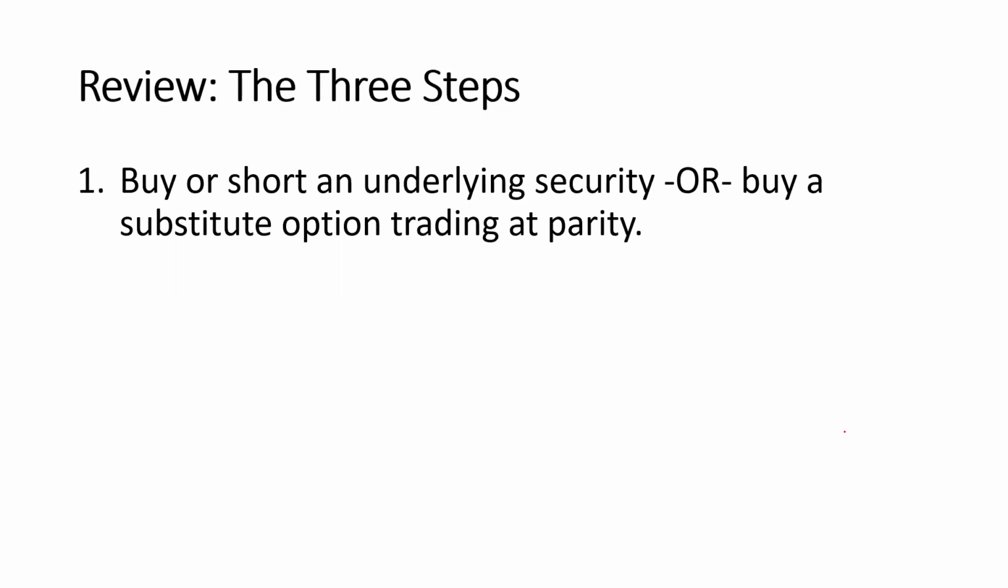All right, so let's review these 3 steps, and then we'll talk about actual trades going on. You're going to buy or short an underlying security, depending on whether you're going to be doing a call trade or a put trade. Or if you don't want to do the underlying security, you could buy a substitute option trading at parity.